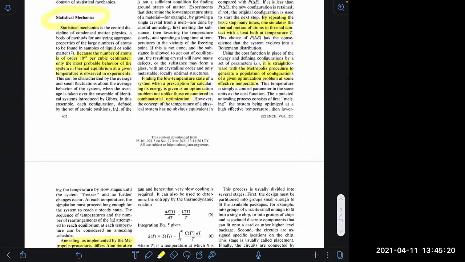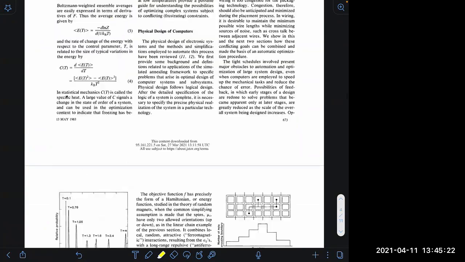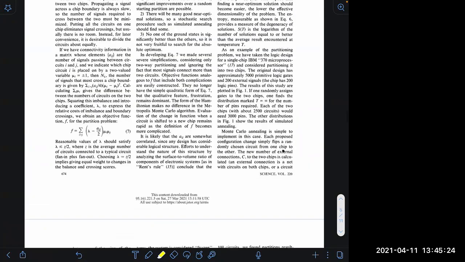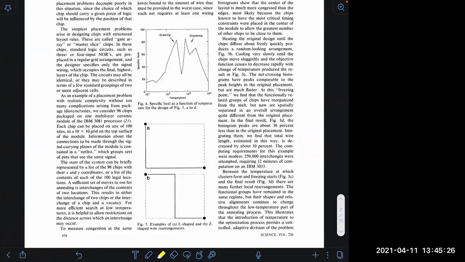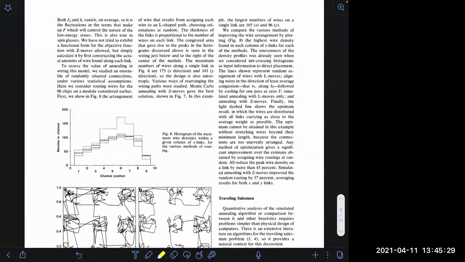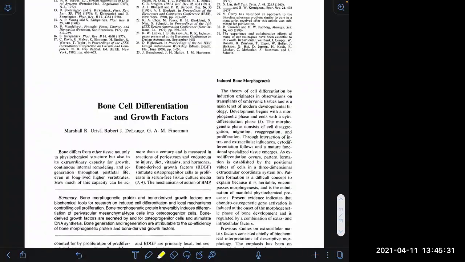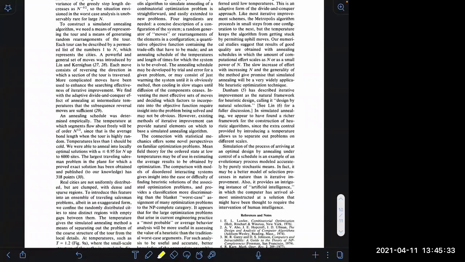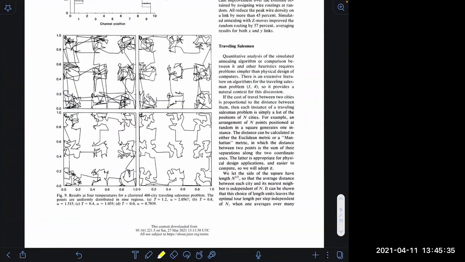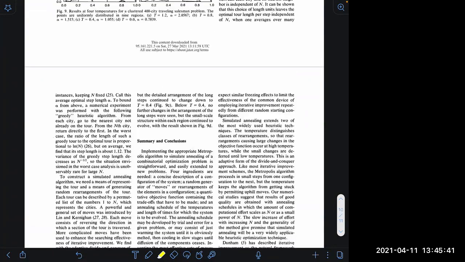Sure. Okay. So most of the paper is the physical design of computers part. It's a fascinating read, but it takes too much time. Let's just skip all of this, and on the page before the last one, there's the traveling salesman section, and it's a few paragraphs long. So let's read it.